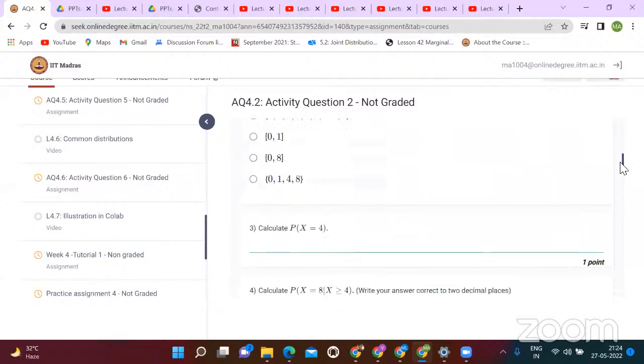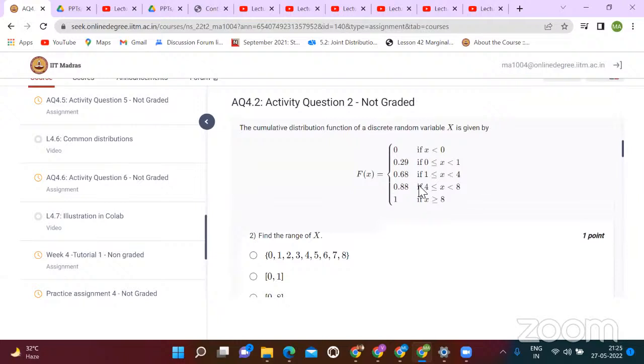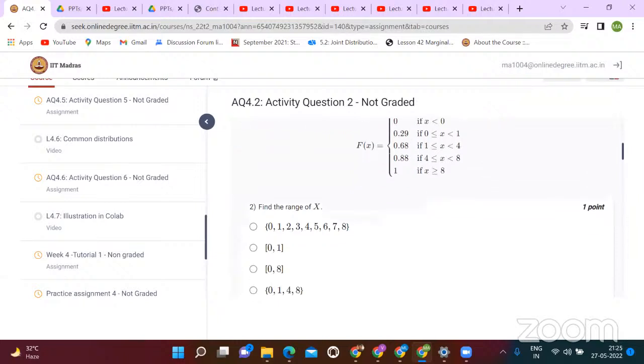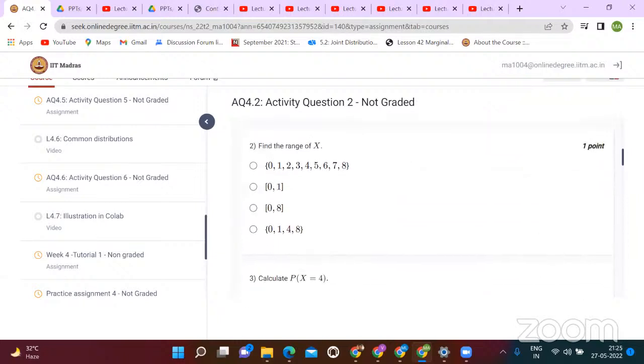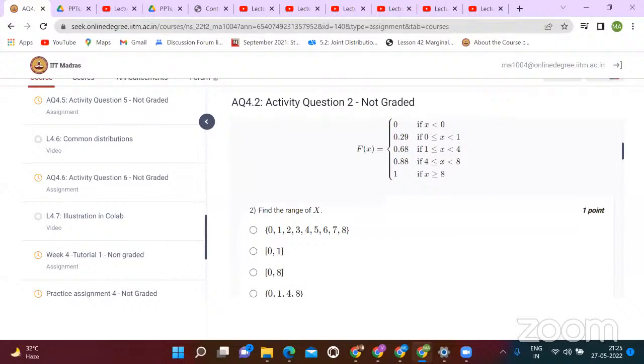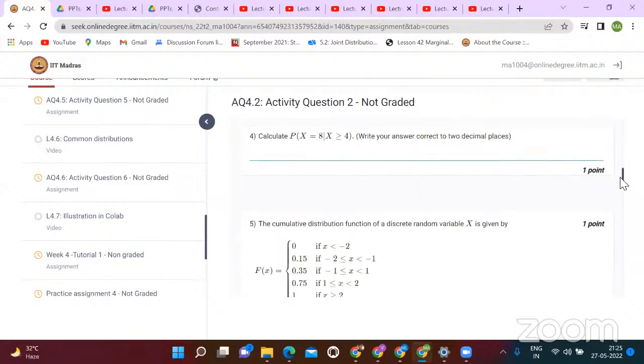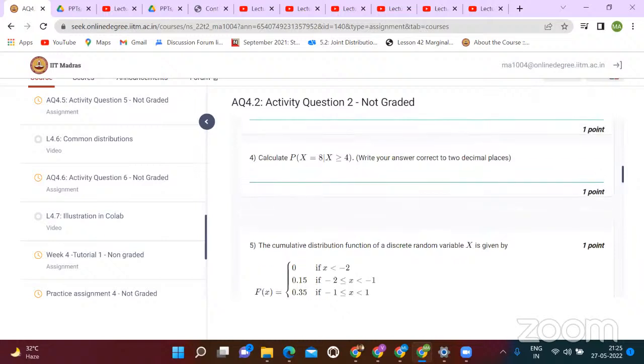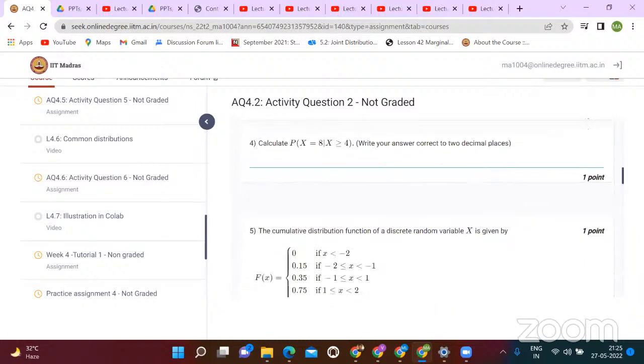And if you have to calculate the probability of X equals 4, it means you have to see the jump, like 4 plus and 4 minus. So 4 plus, what is the value? 4 plus is 0.88. 4 minus is what? 0.68. So you have to do the subtraction. So what is the jump? 0.2 is the jump. So the probability of X equals 4 is 0.2.